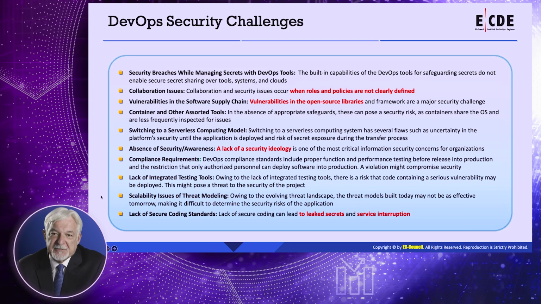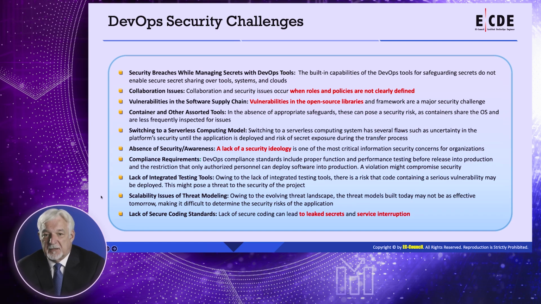So here are our DevOps security challenges. We have security breaches while managing secrets with DevOps tools. These built-in capabilities of the DevOps tools for safeguarding secrets do not enable secure secret sharing over tools, systems, or clouds. And sometimes secrets have been published up in public repositories, IDEs, et cetera, that exist up on the web.